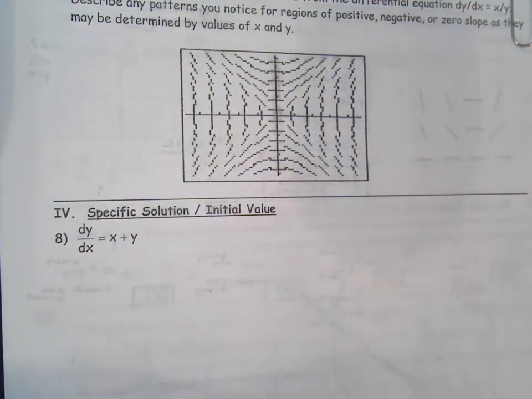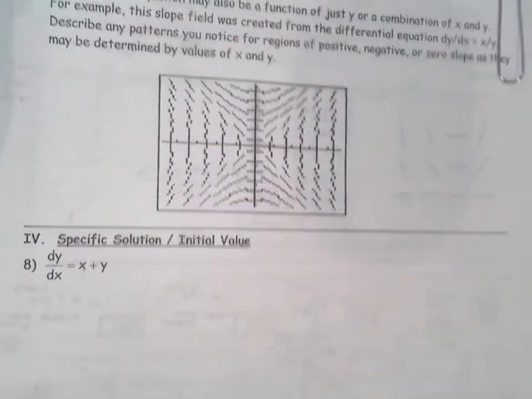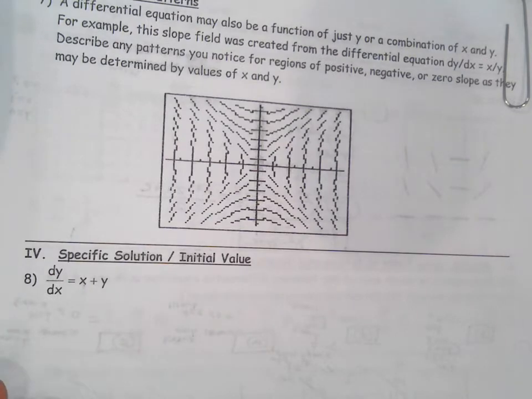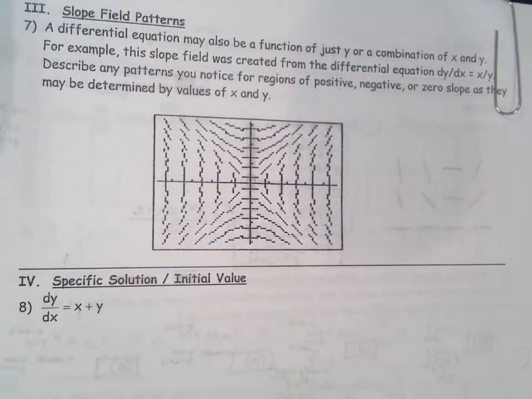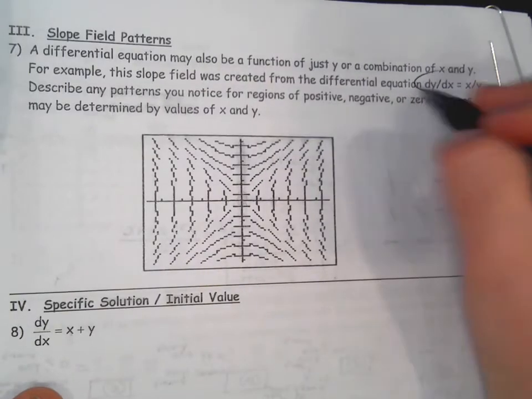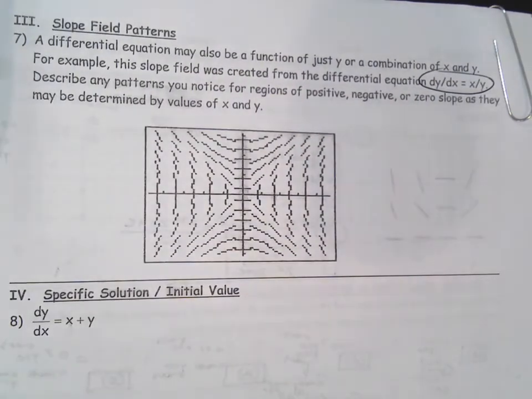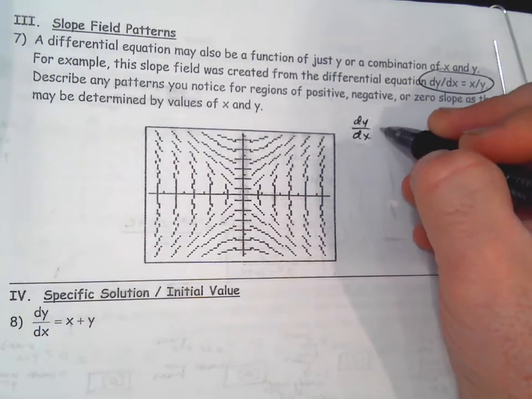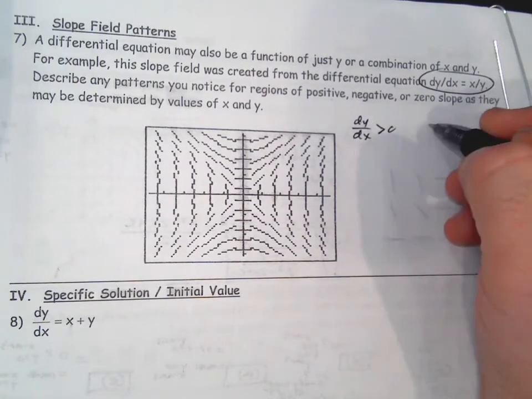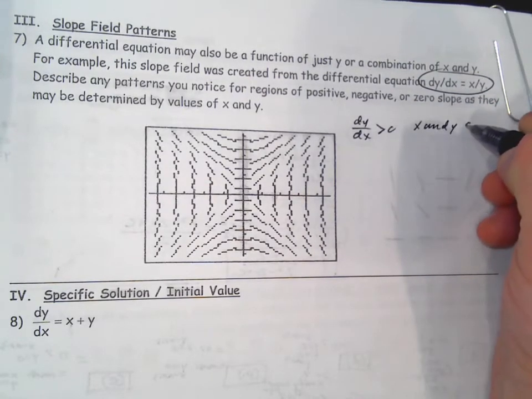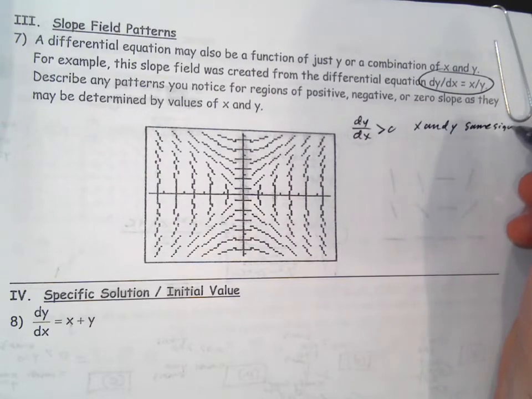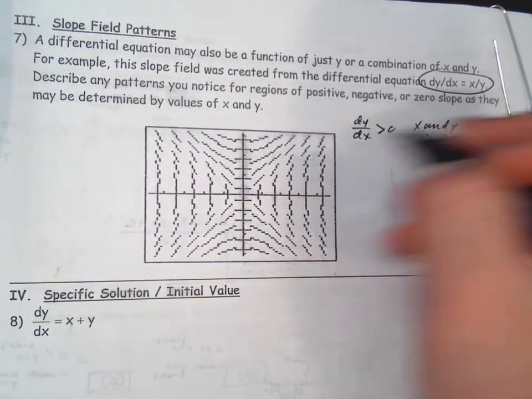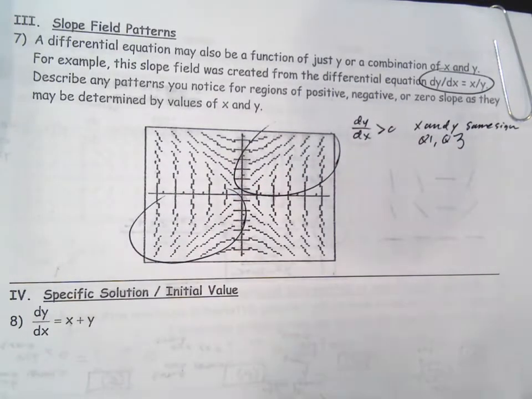On the back, a differential equation may also be a function of just y or a combination of x and y. For example, the slope field is created by the differential equation dy/dx equals x over y. Describe any patterns you notice for regions of positive, negative, 0 slope as may be determined by x and y values. So if you're looking for dy/dx, when is it going to be positive? It's going to be when x and y are the same sign, which is going to be quadrant 1 and quadrant 3, which totally makes sense, right?